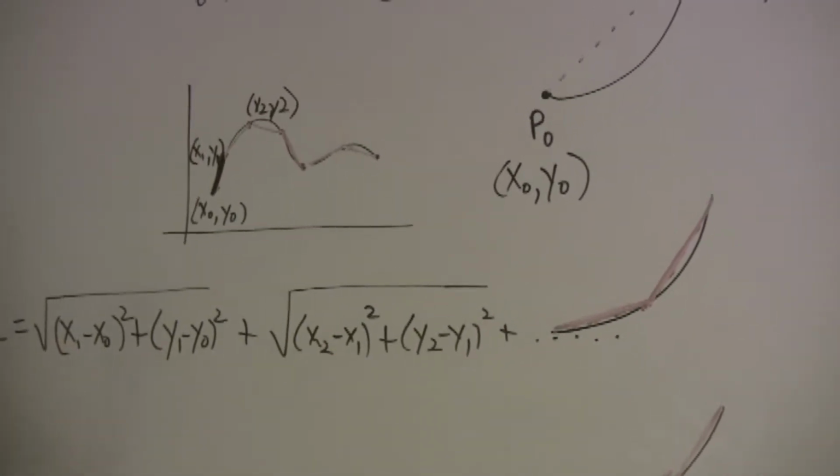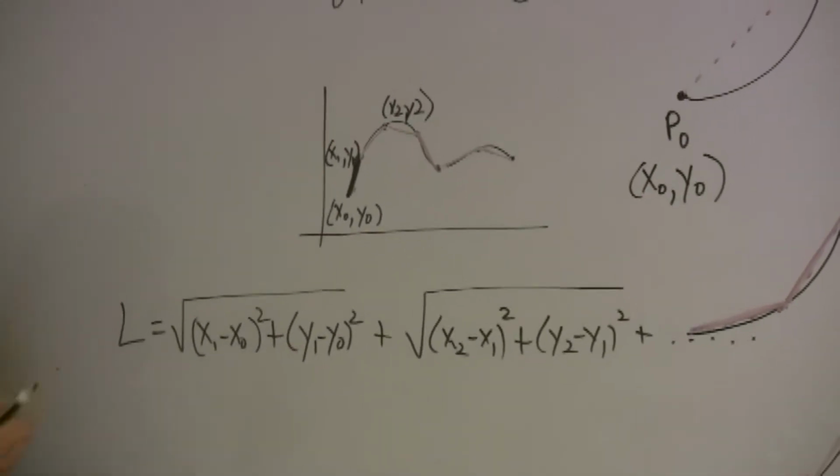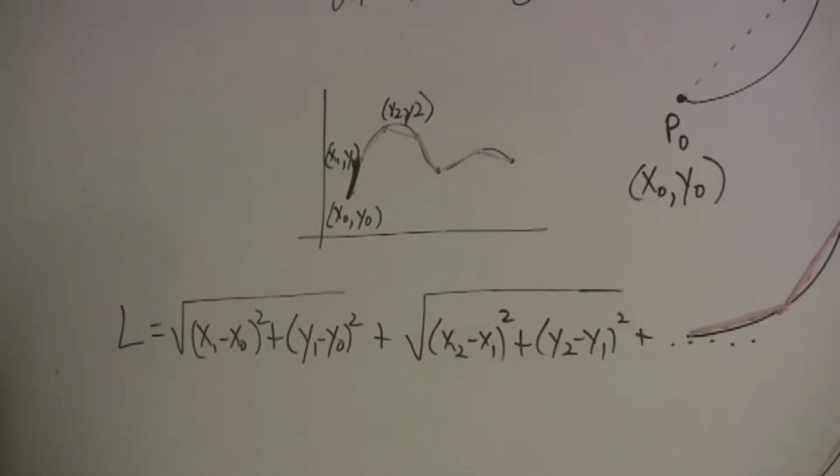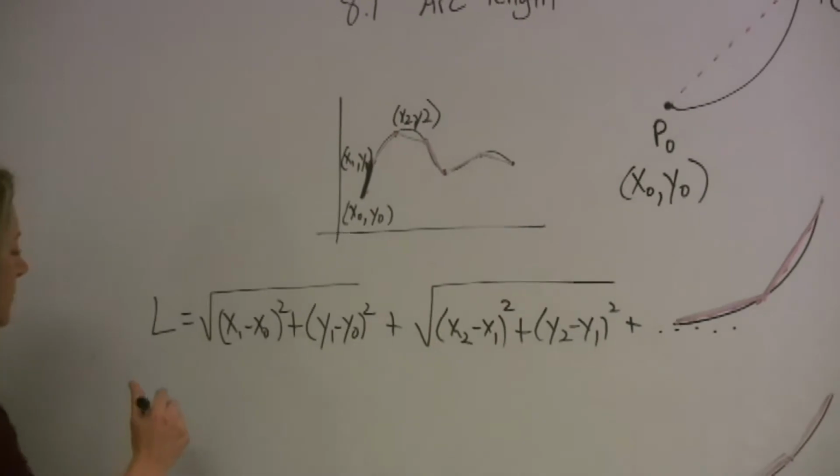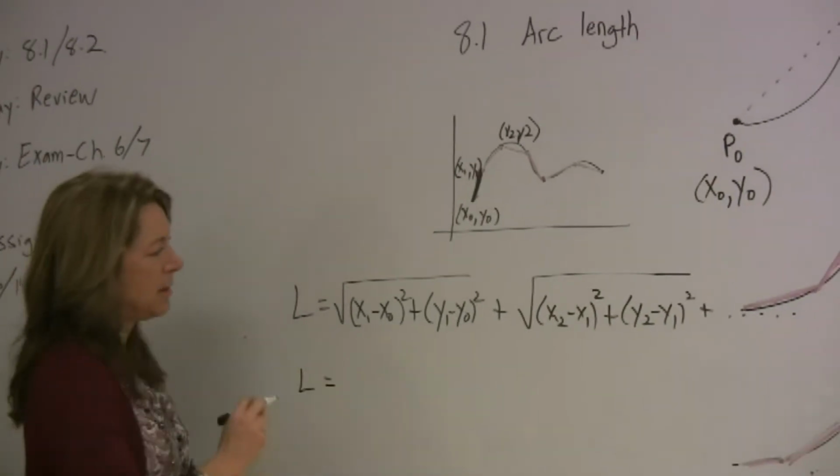And if I make those points closer and closer together, how many pieces am I going to have? An infinite number, right? So we're clearly going to need to take a limit here pretty soon. Okay, so before we do that, let's clean this up a little bit.